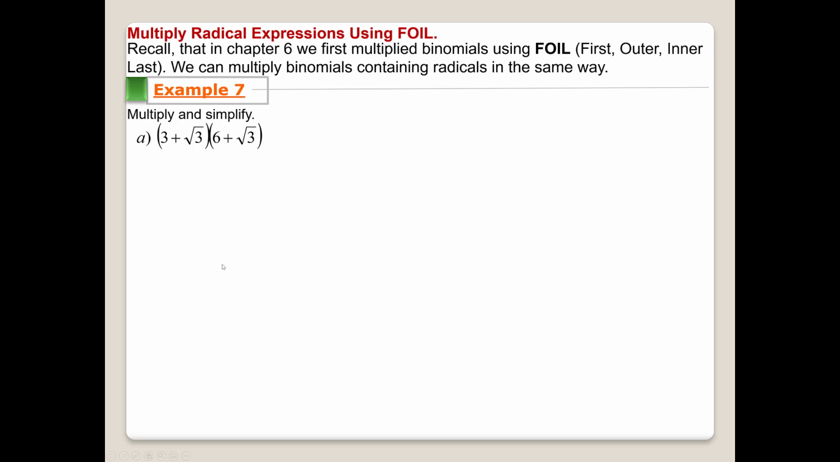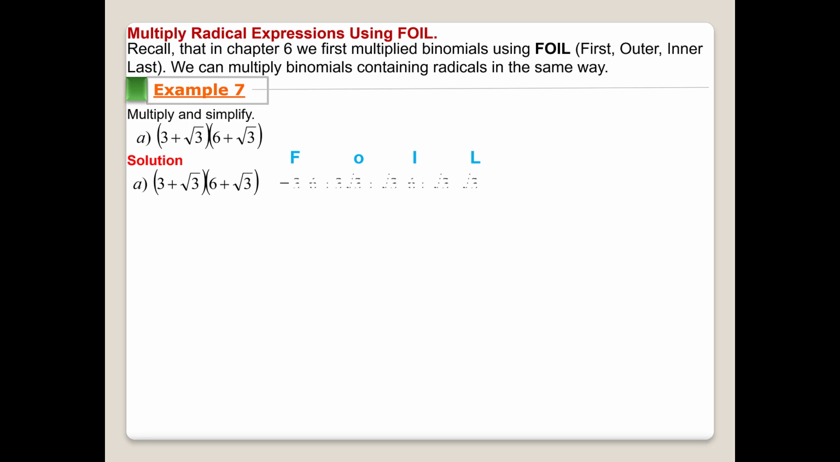Alright, so let's look at another example here. We're going to multiply now. So really this is FOIL, right? First, outer, inner, last. You guys are pretty understanding of the FOIL method. We've done it multiple times, so we can multiply these binomials containing the radicals in the same way. So we're going to take this problem right here, we have for A, and use the FOIL method for this.